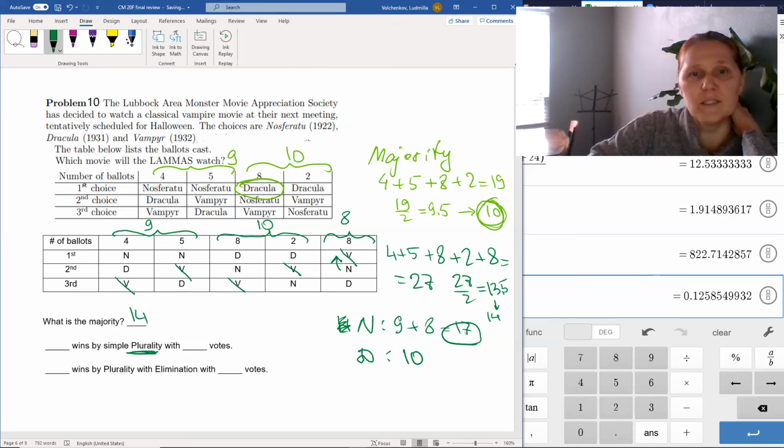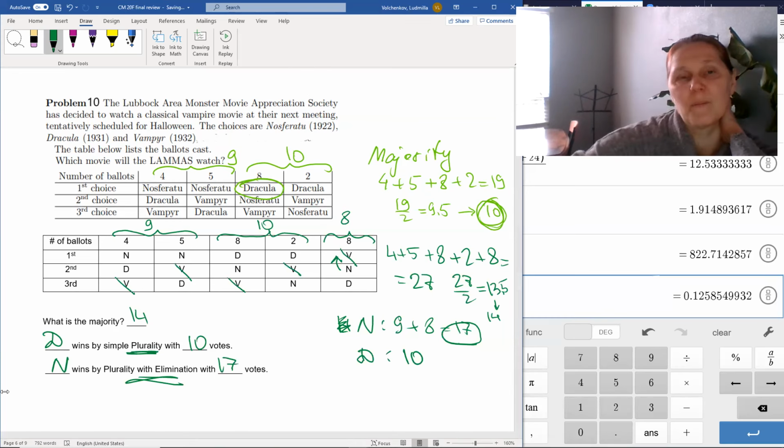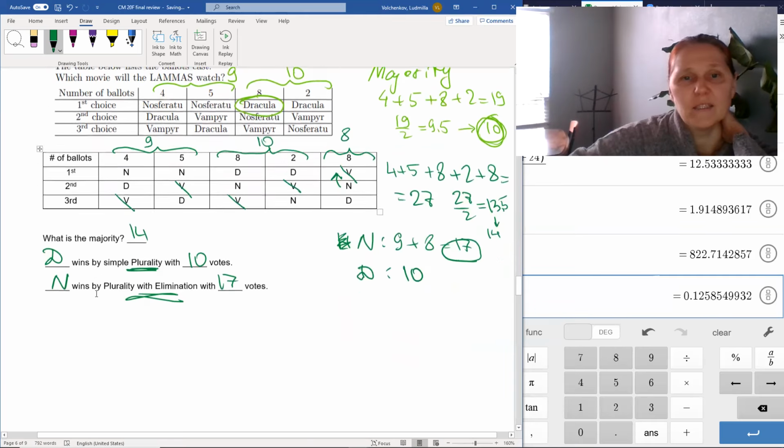First, plurality, it was Dracula. D wins by simple plurality with 10 votes. On the second step, N wins by plurality with elimination with 17 votes. Okay, next question.